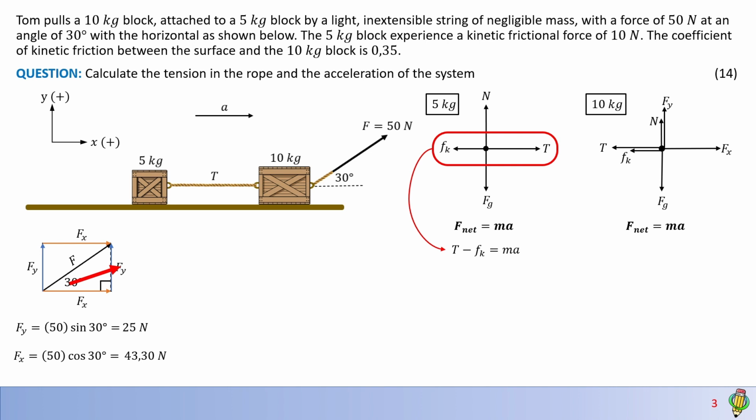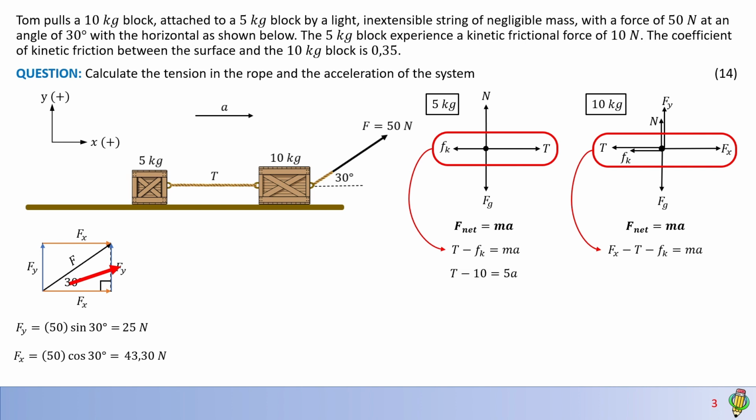We do the same for the 10 kg block. Fx, which is the component of F in the x direction, is actually in the direction of acceleration, so it's positive, and the rest, which is T and Fk, are negative because they are going in the opposite side of the acceleration. This is all equal to ma. Notice we are solving all these two blocks at the same time. This is very useful.